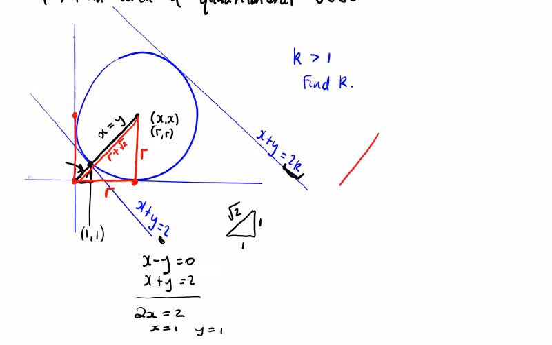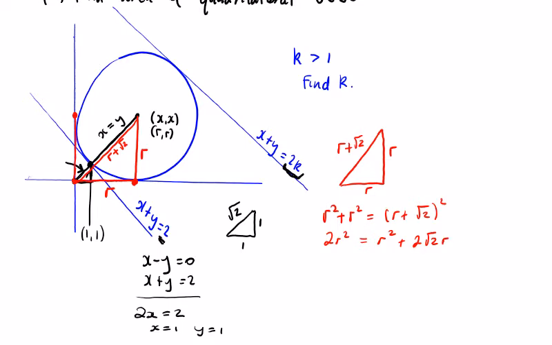So now I have another right angle triangle with an OR, an OR, and an OR plus √2. So this will enable me to solve for OR. So OR squared plus OR squared is equal to OR plus √2 all squared. 2OR squared is equal to OR squared plus OR √2 twice, so 2√2 OR, plus √2 squared, which is 2. So bringing everything to the left, I'm going to get 2OR squared minus OR squared, which is just OR squared, minus 2√2 OR, minus 2 equals 0.